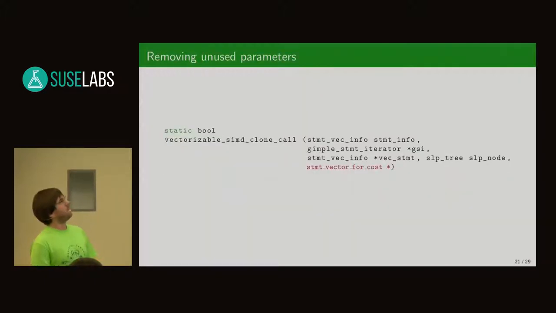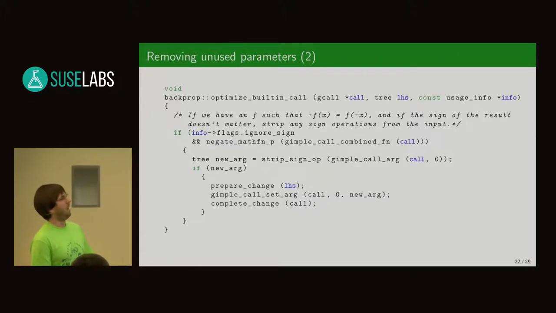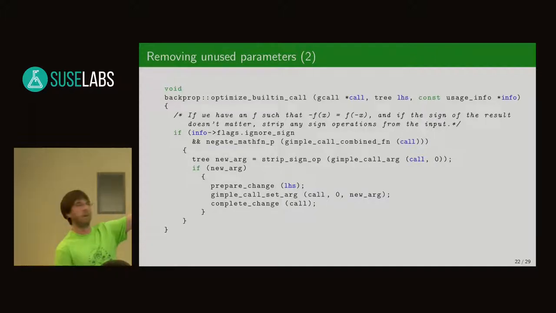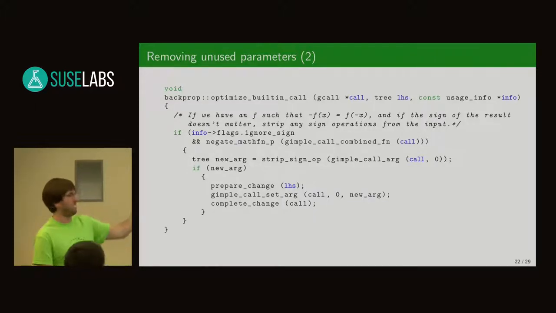We can also remove unused parameters. So if a parameter is just never used, like we do have in GCC, that can be removed. In this slide, there is a parameter that is not unused, but you cannot see it. It is the this pointer of the C++ method. And that is removed. It effectively becomes a static method, but you don't have to worry about it as a programmer.